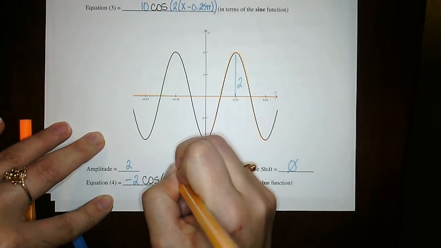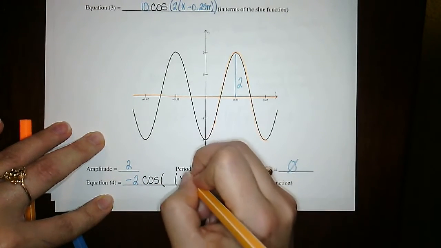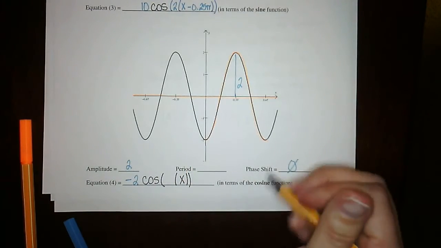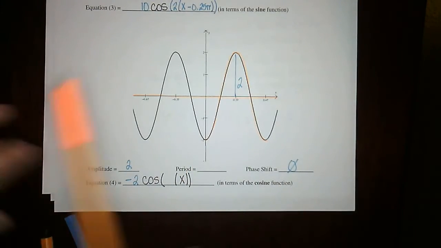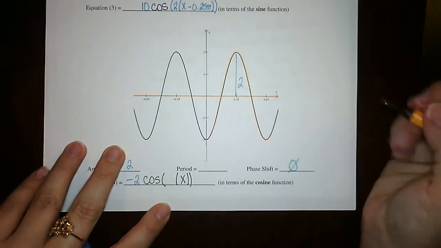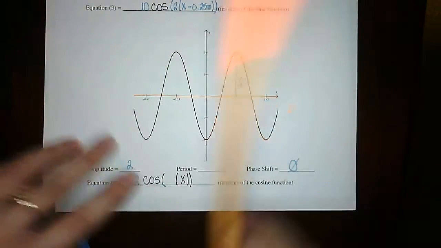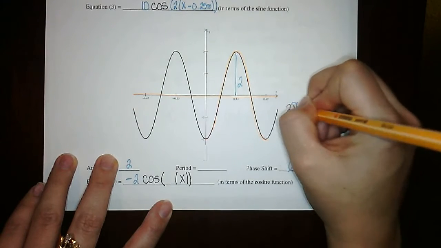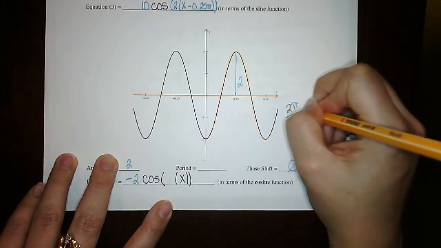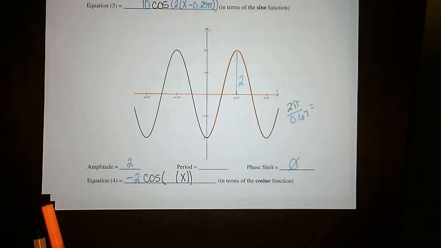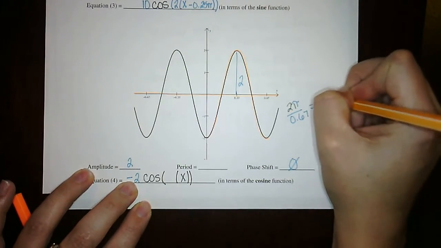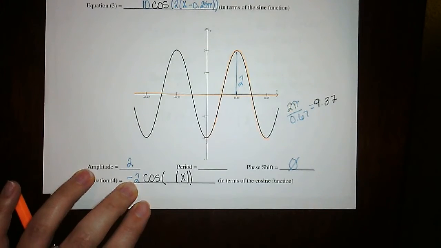We'll have some value, x, no 0. So it's just this number that goes in front of x, which is our period. So it starts here at 0, ends here at 0.67. So we're going to take 2 pi. Sorry, you can't see that. 2 pi divided by 0.67. So when we do that, we end up getting 9.37. So that's going to go here.